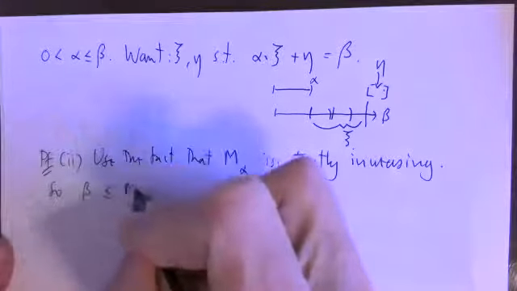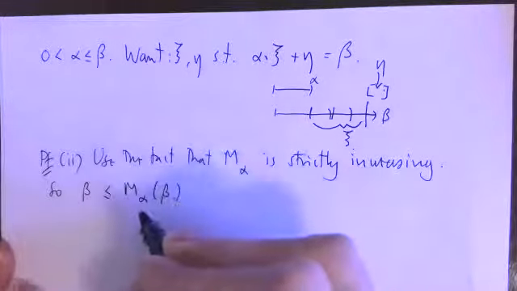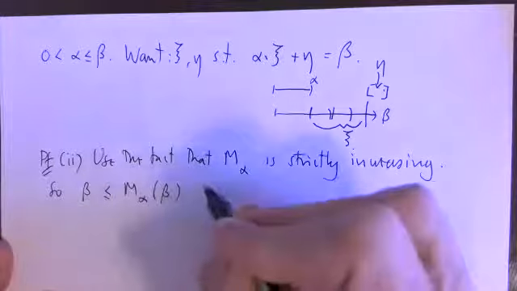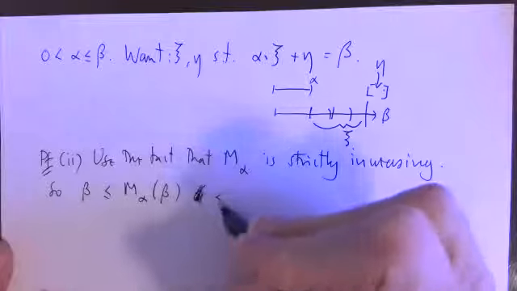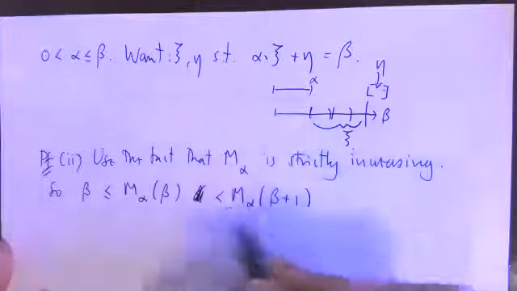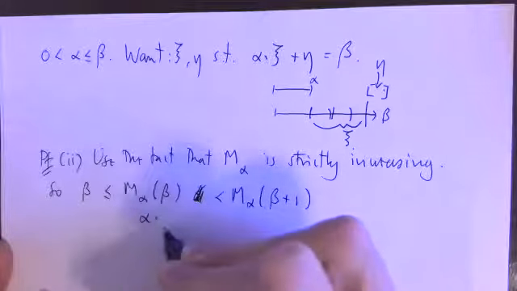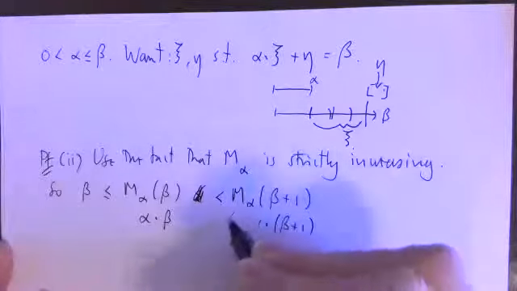So beta is always less than beta lots of alpha. Alpha is at least 1, right here. And this is, sorry, strictly less than. Right, so the strict increasing, as we're saying here, this is alpha times beta, and this is alpha times beta plus 1.